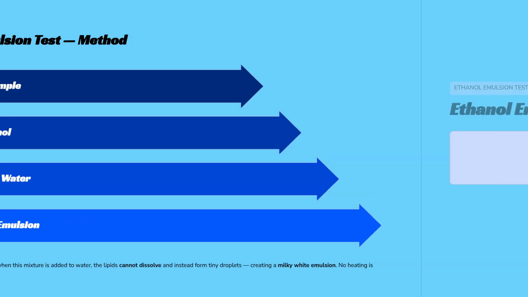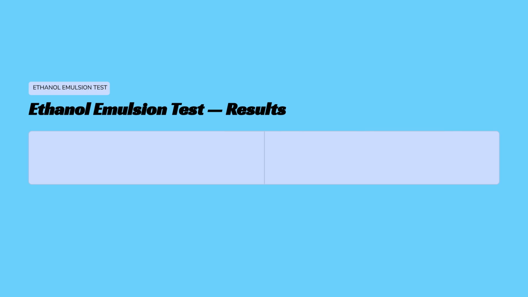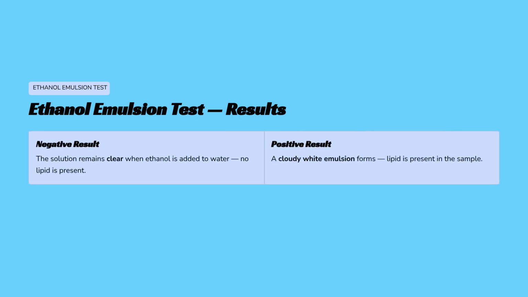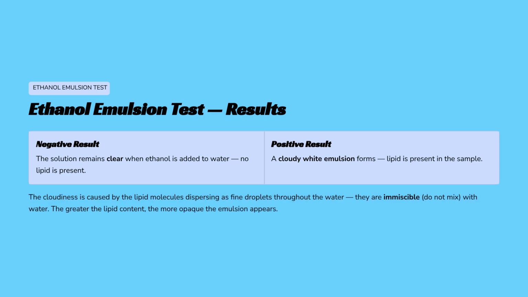No heating is required. For results, a clear solution indicates a negative result, meaning no lipids are present. A cloudy white emulsion is a positive result. The cloudiness is caused by lipids, which are immiscible in water, dispersing as fine droplets.